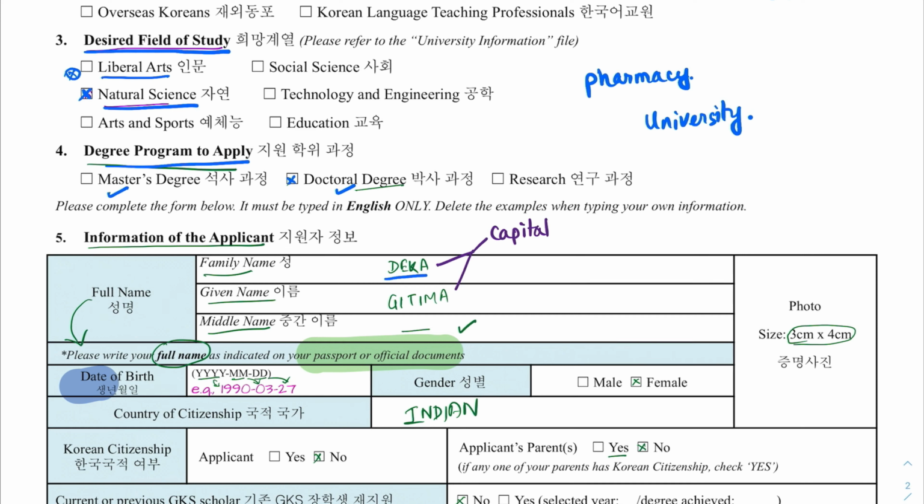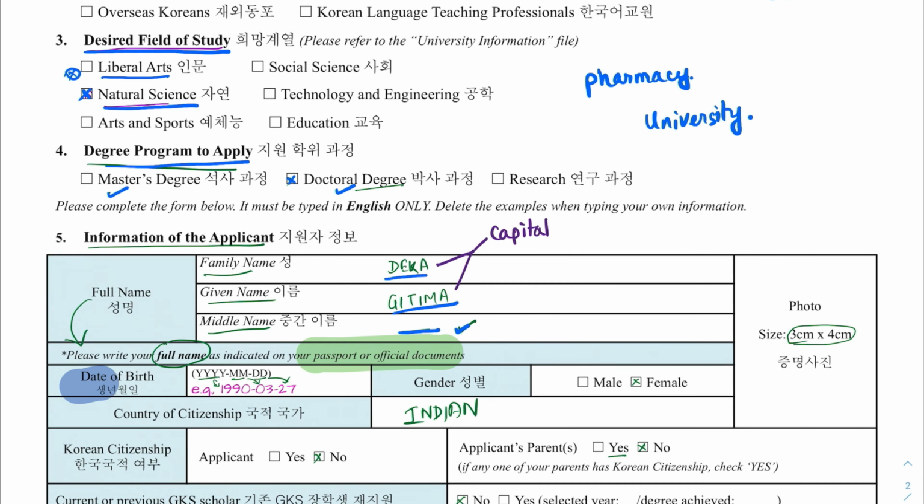Next is degree program to apply. Which one do you want to apply for, master degree or doctoral degree? I applied for the doctoral degree. Then name. Your name should be the family name first, then the given name. So Deka Gitima. Both should be in capitals, and I don't have a middle name, so I didn't put it. And if you have one, then you can put it.